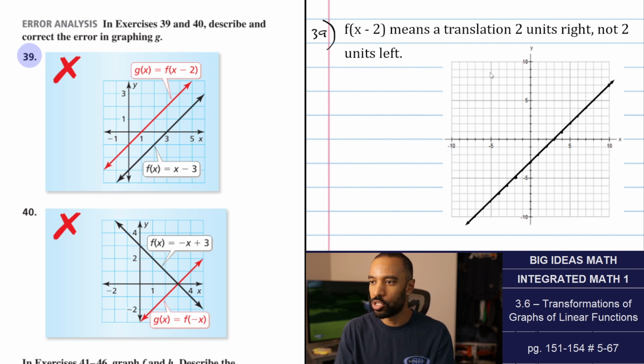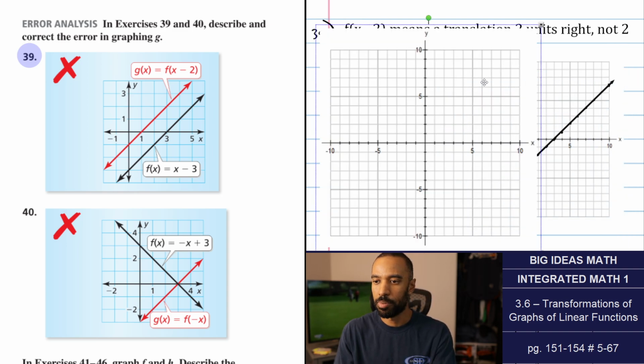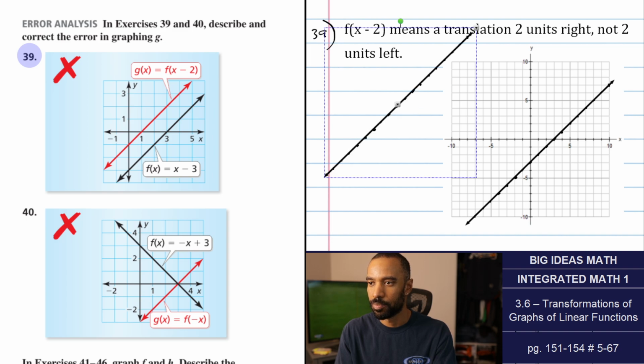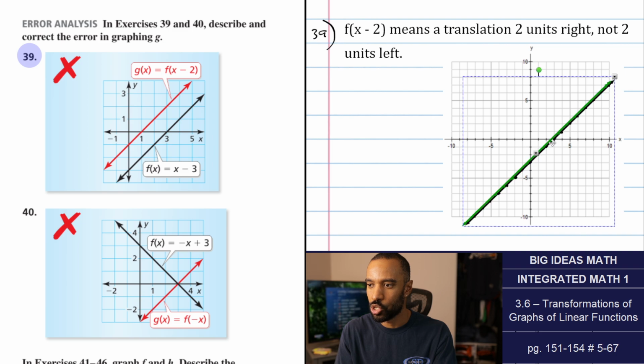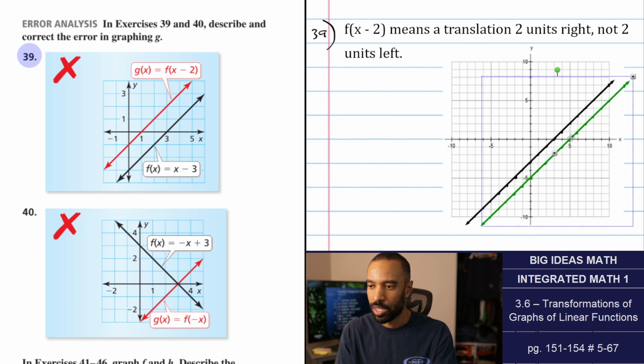So here's our original function like this, right? Now I'm going to copy and paste this. I'm going to change its color, turn it green, and let's translate it 2 units right. That means from whatever point, like the x-intercept, let's go 1, 2 units to the right like that. This is what this new graph should look like ultimately.